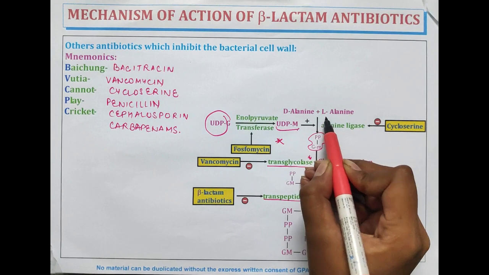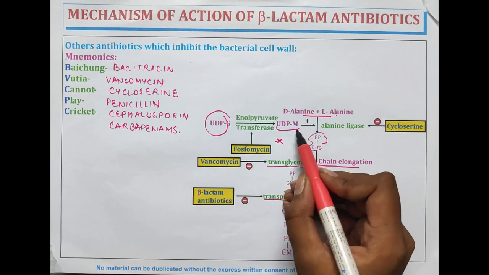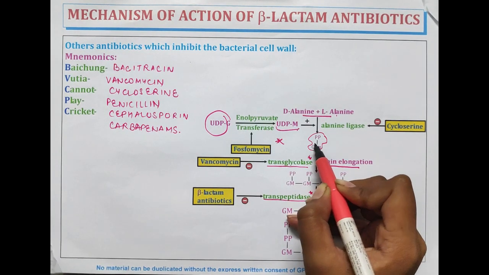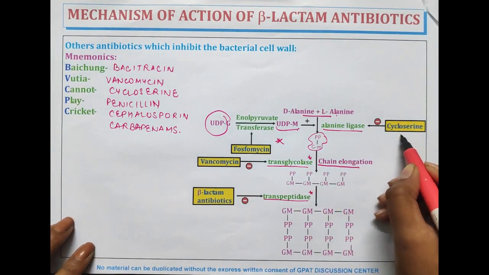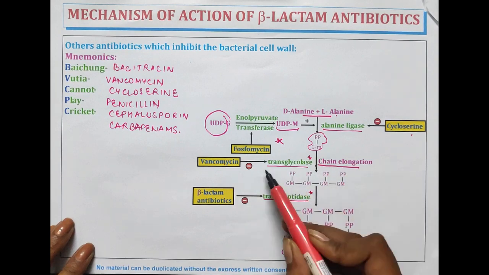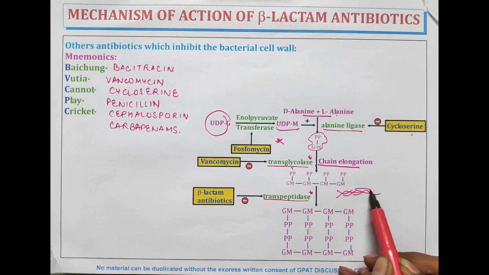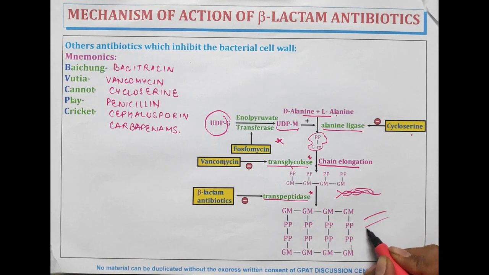And on the other side, the D-alanine-D-alanine complex together with the UDPM forms PPGM, pentapeptide glucosamine muramic acid polypeptide. The alanine ligase enzyme responsible for forming this complex is inhibited by cycloserine. And when this complex is elongated by transglycolase, vancomycin inhibits this elongation. And at last, when the cross-linking of these polypeptides is done, the beta-lactam antibiotics inhibit this transpeptidase. Then the cross-linking is inhibited, the bacterial cell wall forms this structure, and destruction of the bacterial cell wall happens.